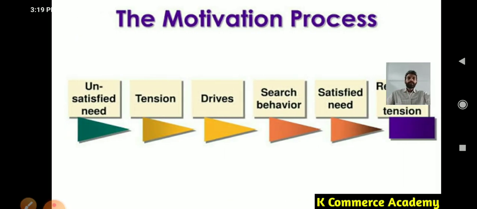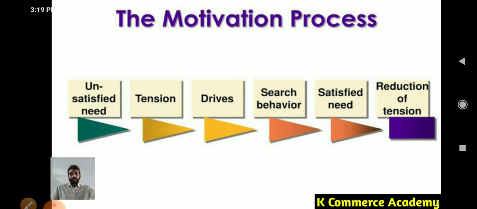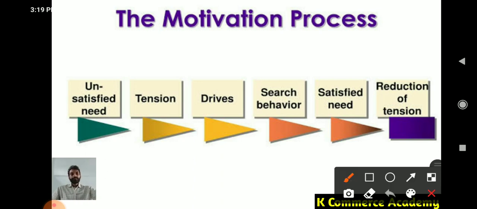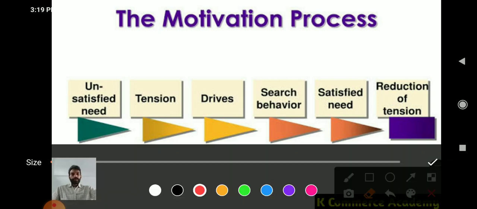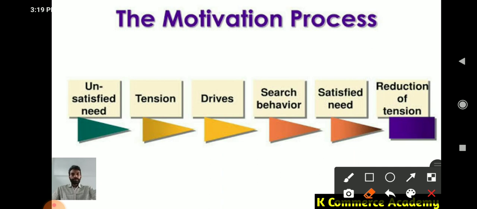Let us move further. Now we have a very important diagram here which explains you the process of motivation. This process of motivation I will explain you with the help of a nice story. Before that, you must understand that we have in total six points in the process of motivation. First of all, there should be an unsatisfied need. The first one is there should be an unsatisfied need.